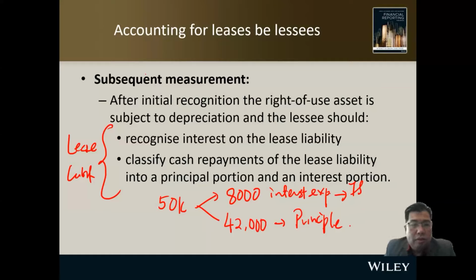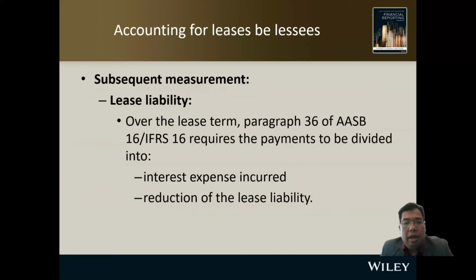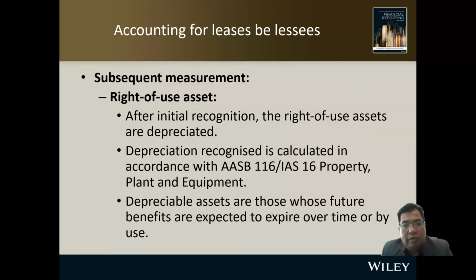Okay. But for the asset, it's very straightforward. You're going to provide annual depreciation for the lease. For the lease liability over the lease term, paragraph 36 of AASB 16 requires the payment to be divided into interest expense incurred and also a reduction in the lease liability. So this is what I mentioned before.